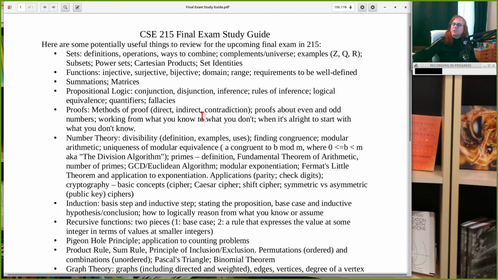Will the Canvas modules be removed or locked after today? No, they should not. If they end up locking for some reason, let me know. But Canvas should stay open for some time after the course.